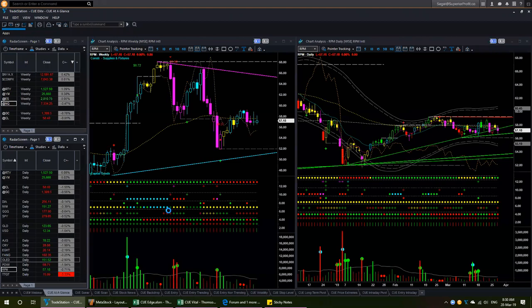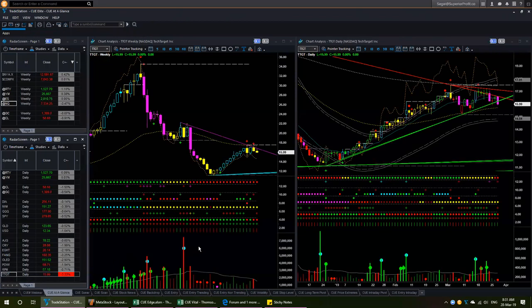RPM. Weekly is cyan. Therefore, we are not going to take any short trade. And TTGT. This is giving us a breakout short trade.